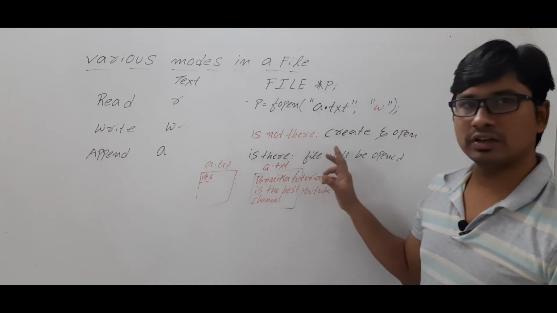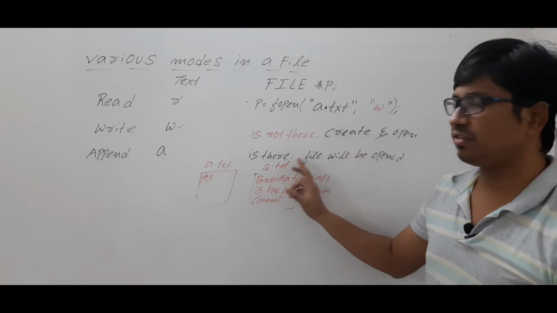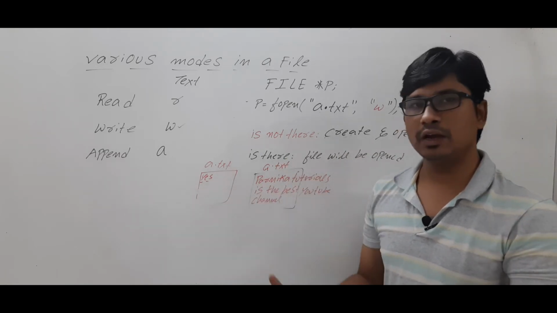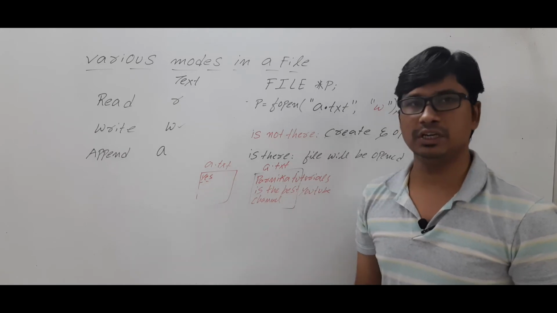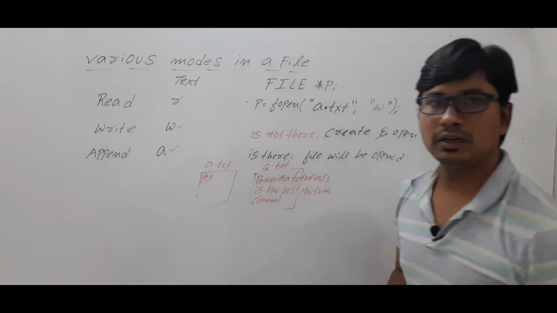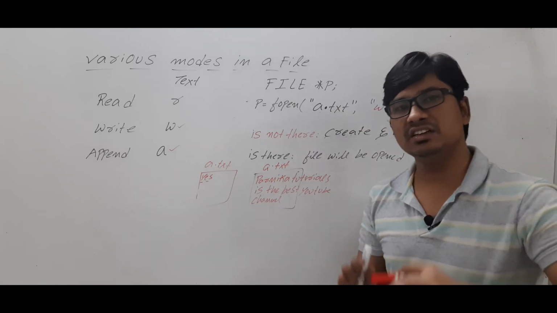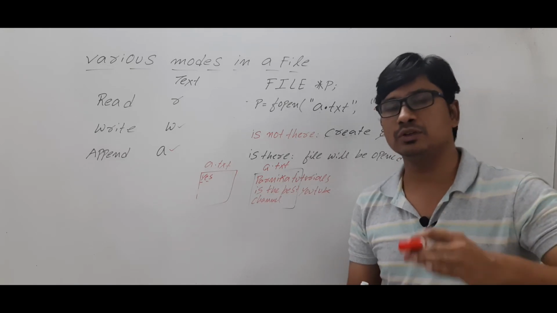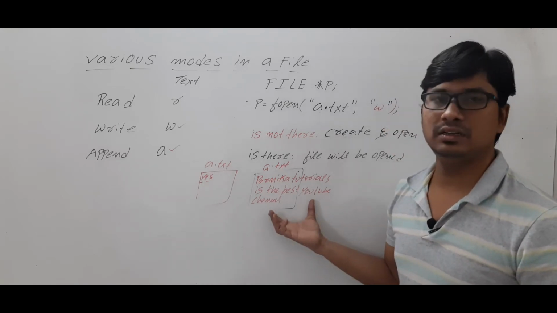So if the file is not there, it will be created and opened. If the file is there with some information, that existing information will be lost, and whatever new information you are writing will be saved into the file. Now append mode means that whatever existing information is in the file, you don't want to lose, and whatever new information you are writing should be added here.